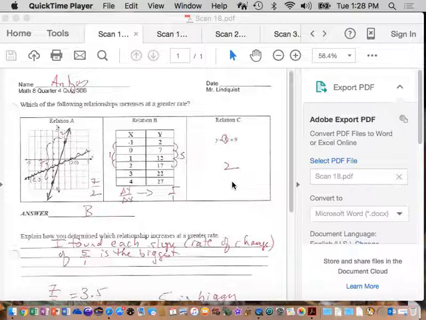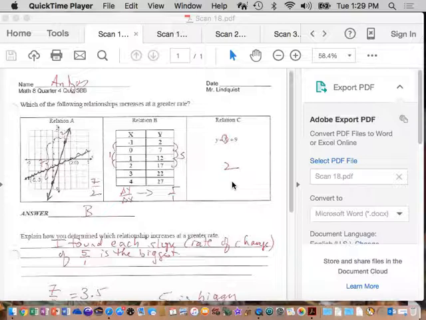Now, Lenny, you weren't here yesterday, so I understand why you didn't do this. But there were a couple of others who didn't do it who were here yesterday. And what we said to you was that you need to show the work in each step so that I can see what the rate of change is.